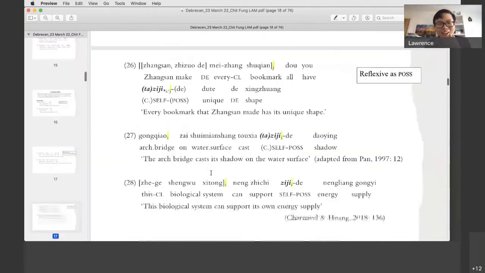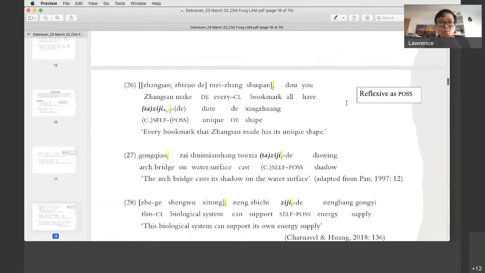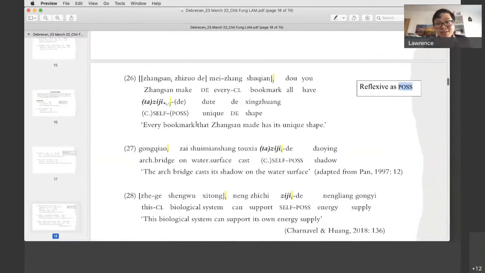But at the same time, we have noticed that when the reflexive is used as a possessor, in that kind of situation, we can really refer to an inanimate entity. An example given here is: every bookmark that Zhang's made has its unique shape. We use the complex reflexive to mean, whose unique shape is it? Is it Zhang's unique shape or the bookmark's unique shape? It's the bookmark's, not the person's shape.